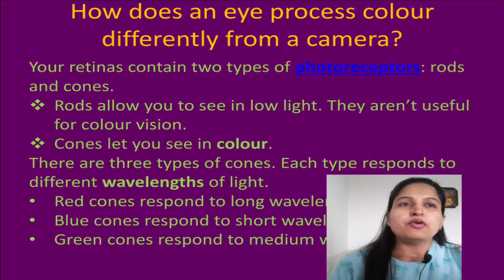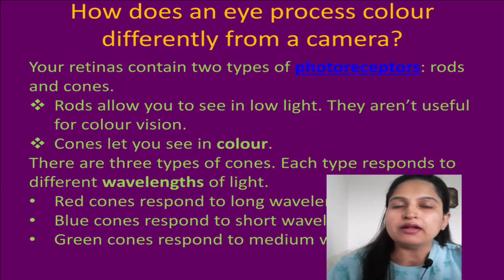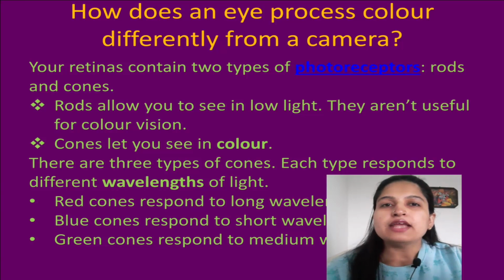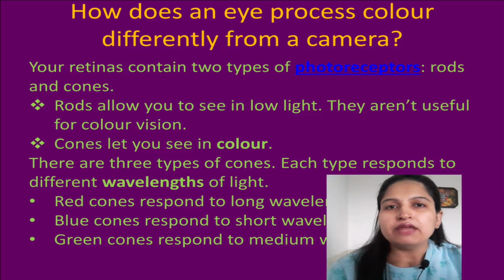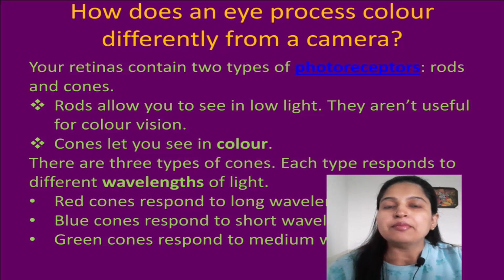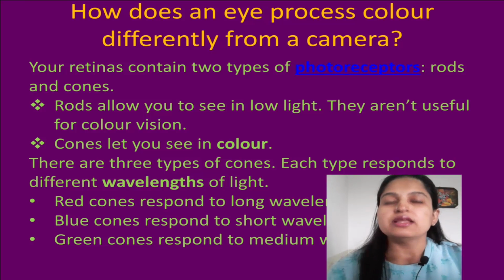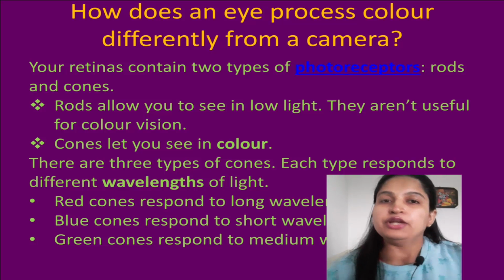How does an eye process color differently from a camera? Through our eyes we see lots of colorful things. We don't see black and white things, while in cameras we have the option to take black and white photographs or color photographs. In olden days most people took black and white photos. Later on color photography, or the color camera, came into existence.